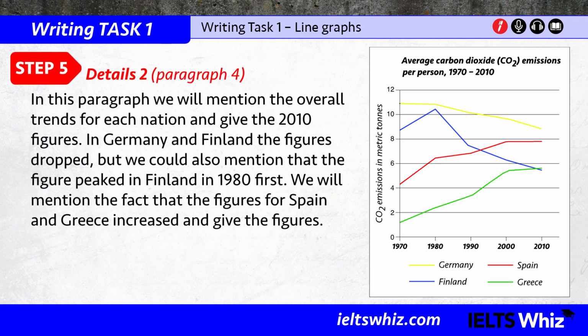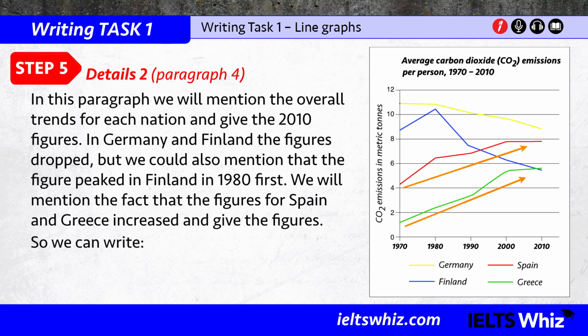And now for the final paragraph, details paragraph 2. In this paragraph, we will mention the overall trends for each nation and give the 2010 figures. In Germany and Finland, the figures dropped, but we could also mention that the figure peaked in Finland in 1980 first. We will mention the fact that the figures for Spain and Greece increased and give the figures.